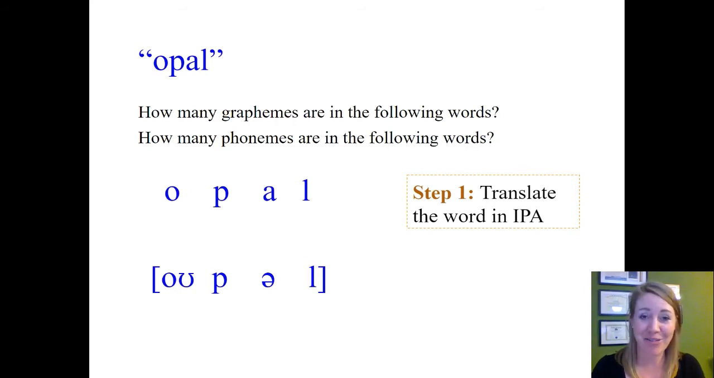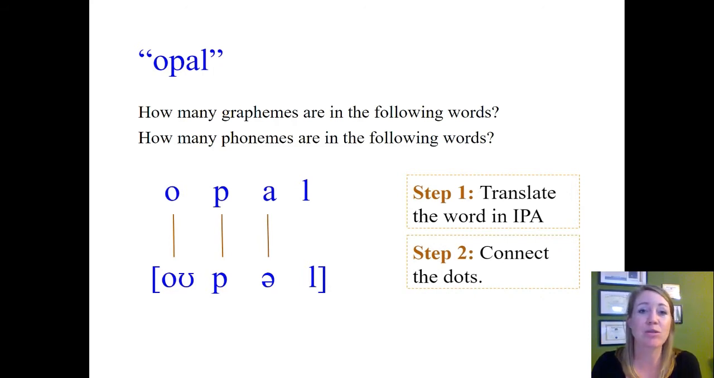And I've already done that for you, okay? So I have O, P, O. Okay, I have 4 sounds in this word. And now my second step is I want to connect the dots. So what letters in this word represent the different sounds?